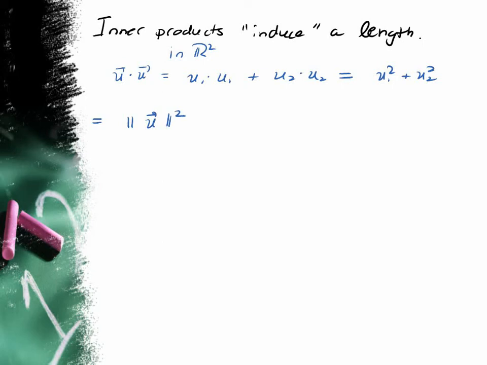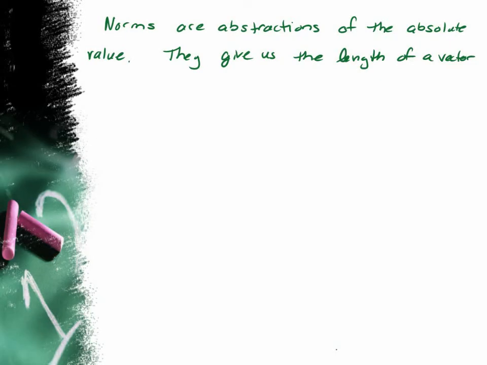If you take u dot u, you get the magnitude squared. The magnitude has a square root at the top of it, right? And there's no square root here, so that's the relationship. So the magnitude is always going to be the square root of the inner product of u dot u. From that, you get a notion of length.